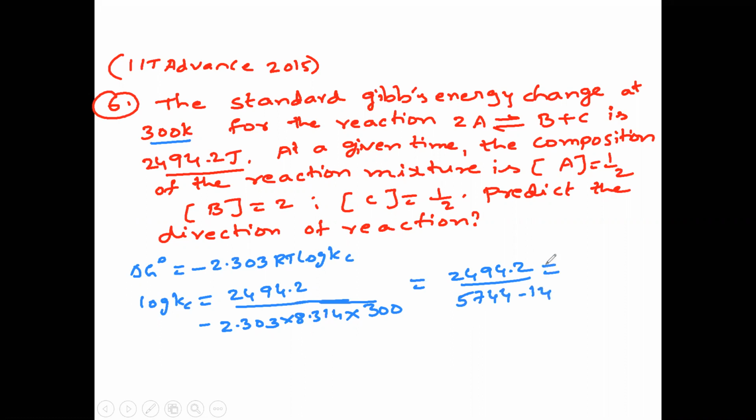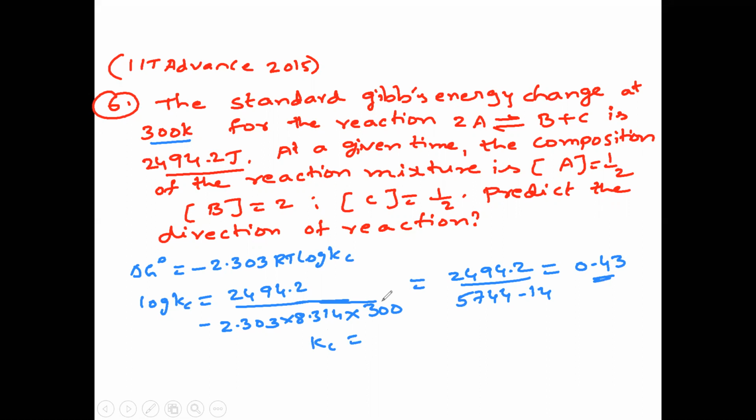5744.14. So that is 2494.2 divided by 5744.1. I'm taking just one decimal. So it is equal to 0.43. So, since log base 10 of Kc is approximately 0.43, Kc is equal to, you know the log 4 value, it is 0. Log 3 value is 0.